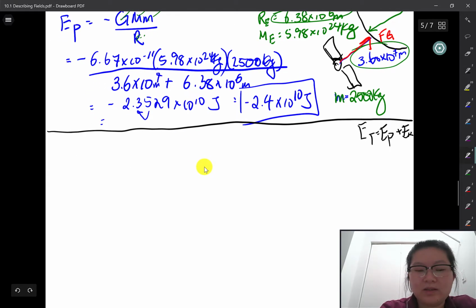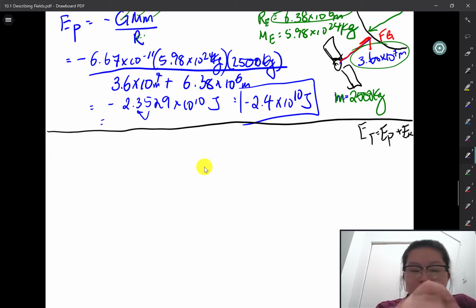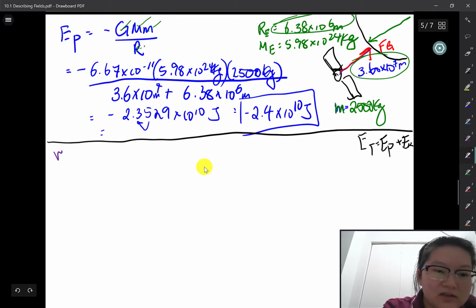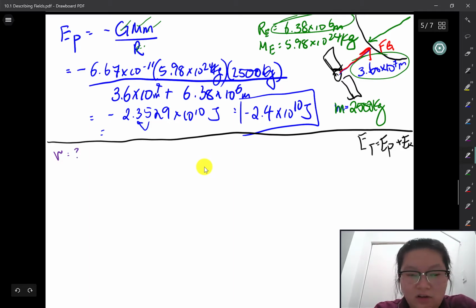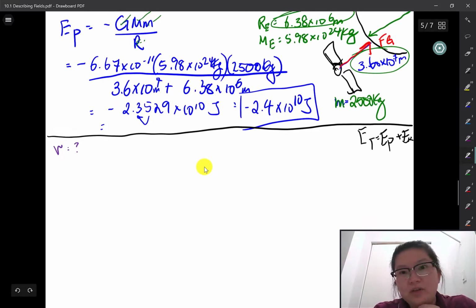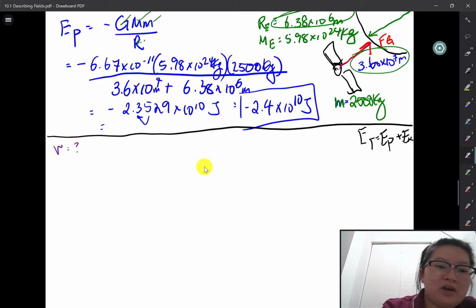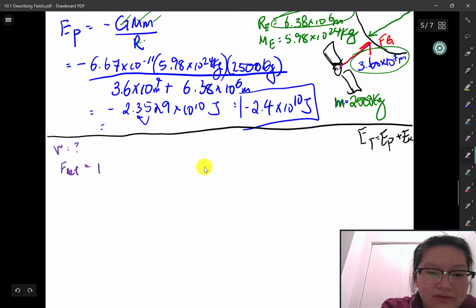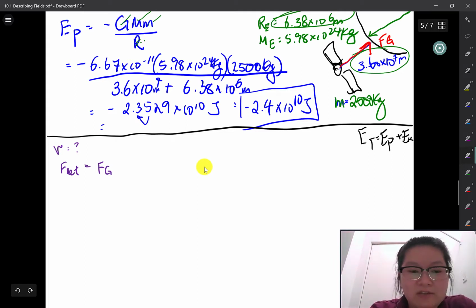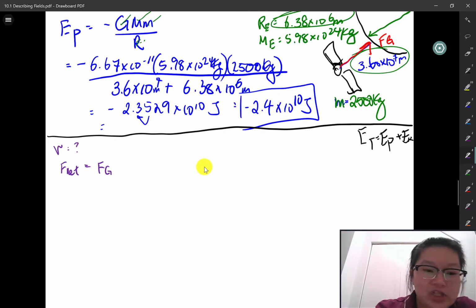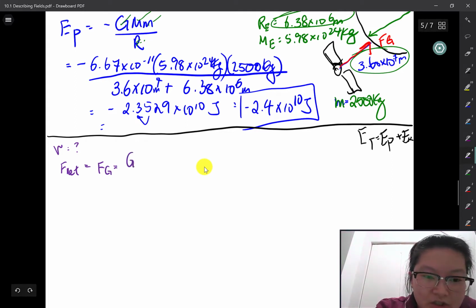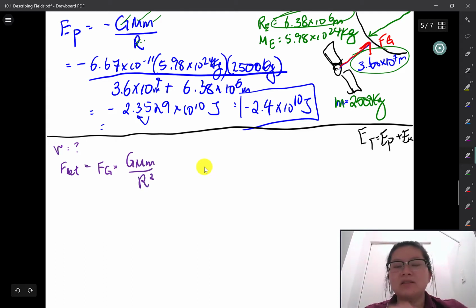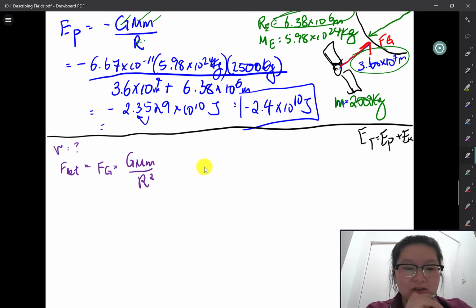Alright, so this object, to find the kinetic energy, we need to know the speed of this object. So how do we find speed? We have to look at circular motion. If we look at circular motion, then we know that the net force acting on the satellite is Newton's universal law of gravitation, Fg, which is big G, big M, small m over r squared. R being the distance of separation from the centers to the centers.